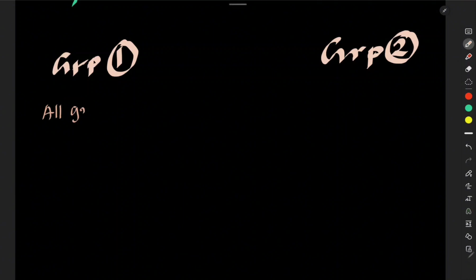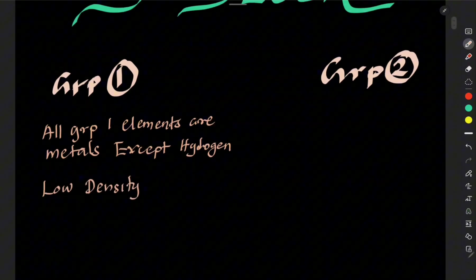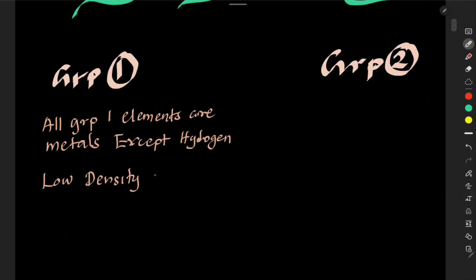All group 1 elements are metals except hydrogen. And they usually have low density. Density equals mass over volume. Comparatively to the other metals, the S block elements have low density. They have smaller mass and larger volume.